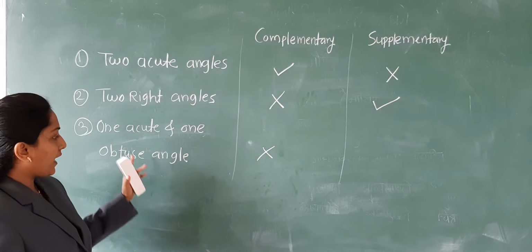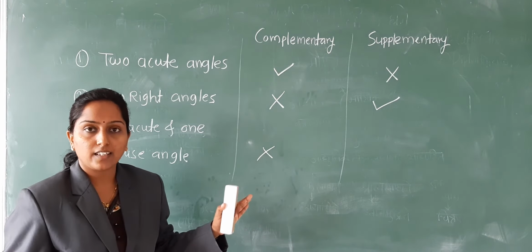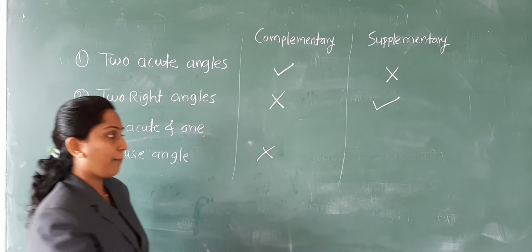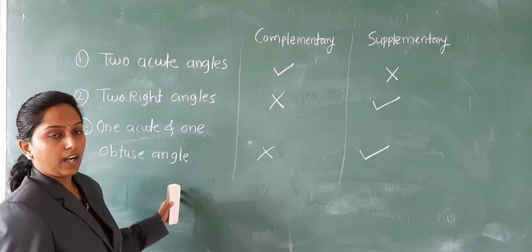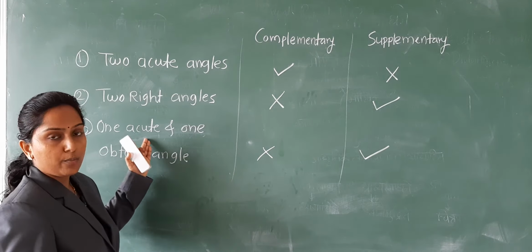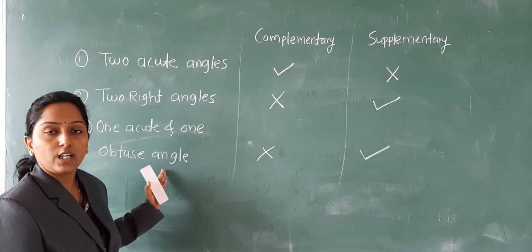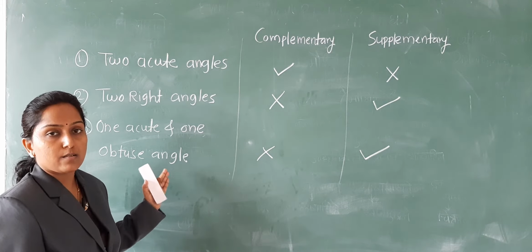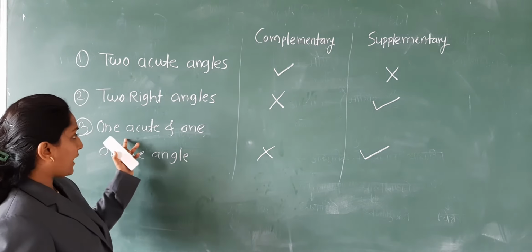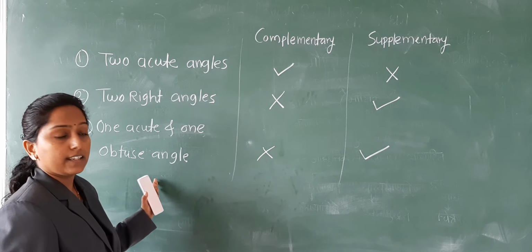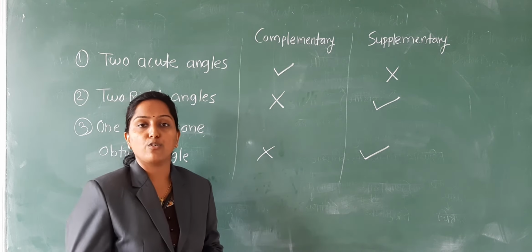But if we take one acute and one obtuse, can we make a pair of supplementary angles? Yes, we can. For example, if I take one acute, suppose 60 degrees, and one obtuse, suppose 120, then we can make a sum of 180. So if we take one acute angle and one obtuse angle, we can make a pair of supplementary angles. These conditions we have to remember.